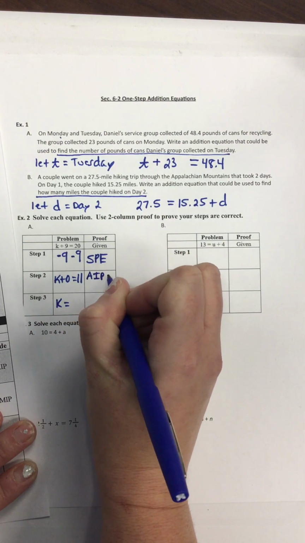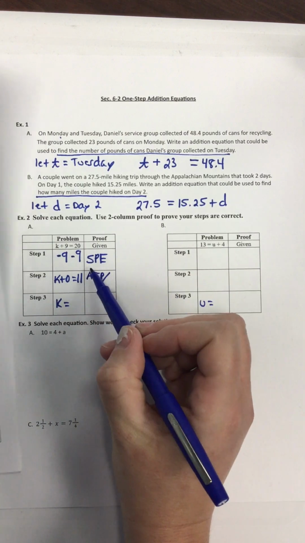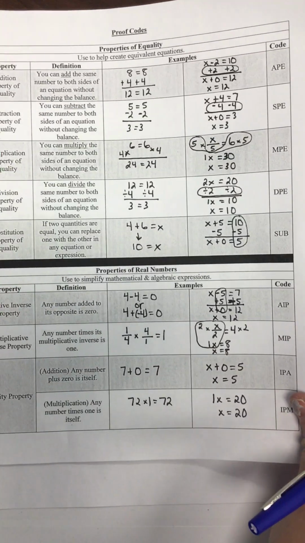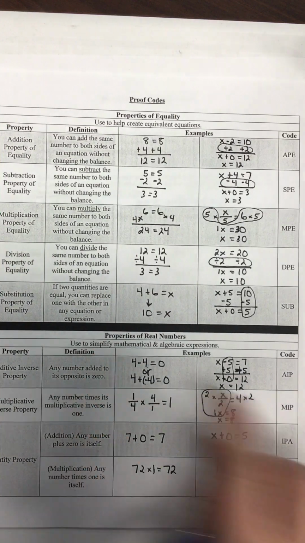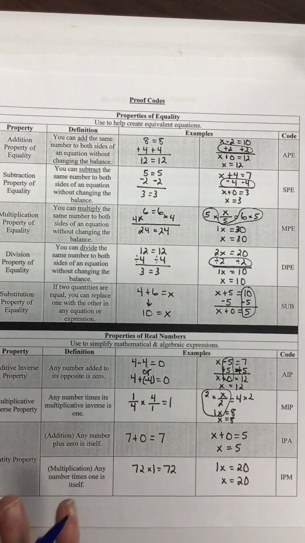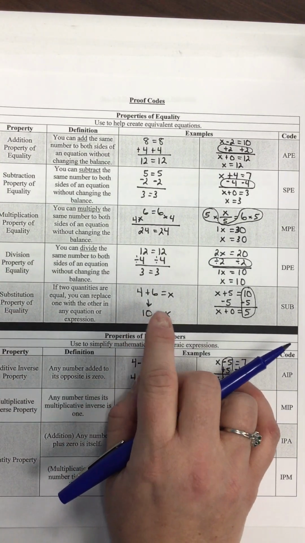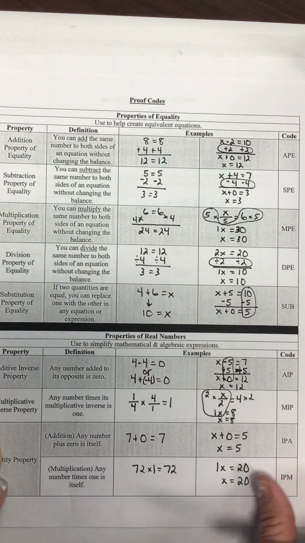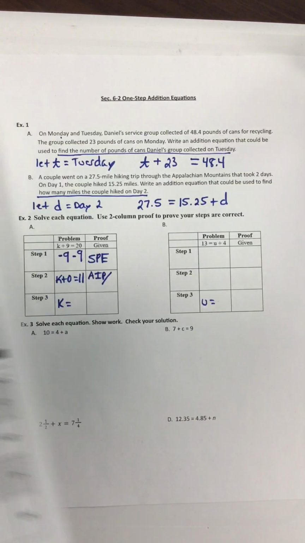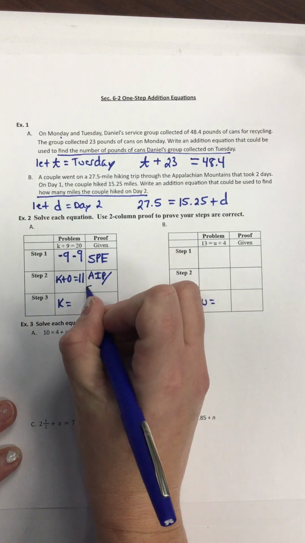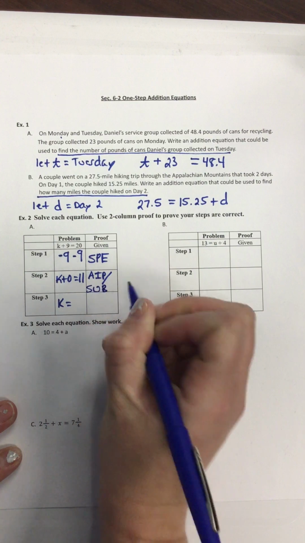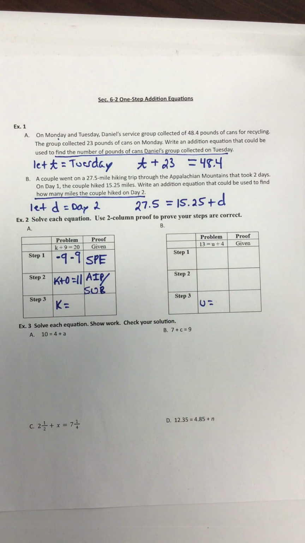And I did two things here on this step. I also took 20 minus 9. Now that one's nothing fancy, there was nothing special there. I just said, well, 20 minus 9 is 11. That's the substitution property. So I'm also going to put sub there because I used two properties to get that answer. I knew that 9 minus 9 would have to be 0 because of the additive inverse property, and then 20 minus 9, I just knew it was going to be 11.